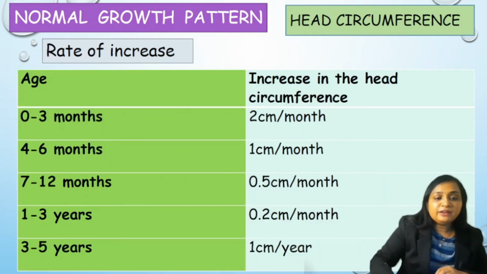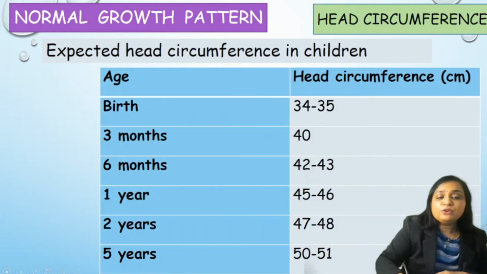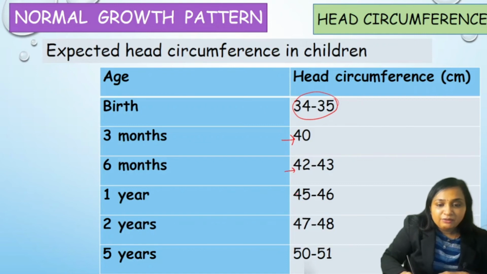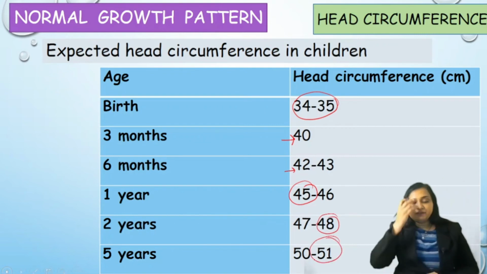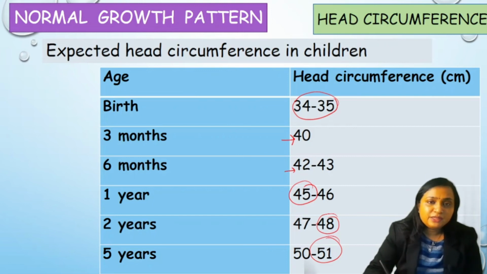So if you see the rate of increment, if you see the normal head circumference, we all know that at the time of birth it is around 33 to 35, at 3 months it is 40, at 6 months it is 42 to 43, at 1 year it is 45, at 2 years it is 47 or 48, and at 5 years it is 50. 5 year 50, you can remember it like this. 5 year 50, 1 year 45.